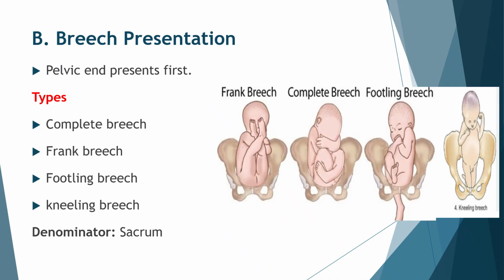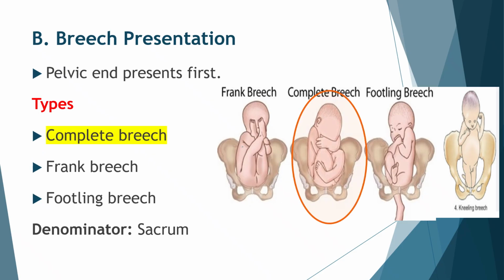The denominator used in breech presentation is the sacrum, which is the triangular bone present at the back of the baby's pelvis. We use the sacrum as the reference point when describing the fetal position. There are four main types of breech presentation. The first is complete breech.